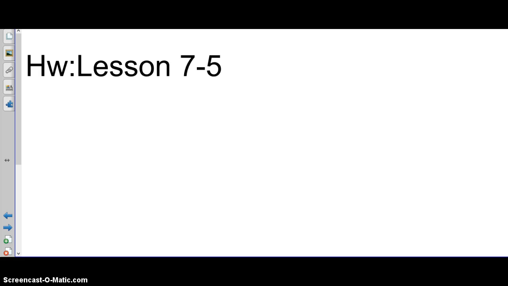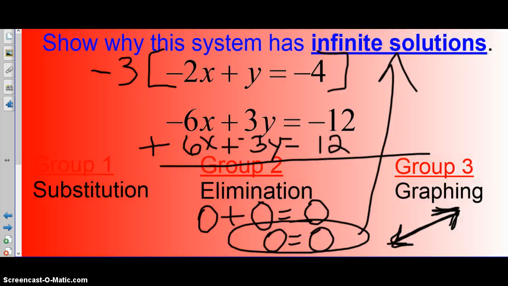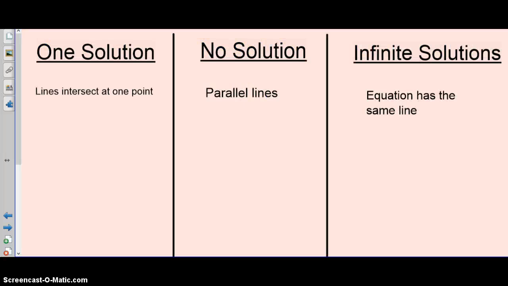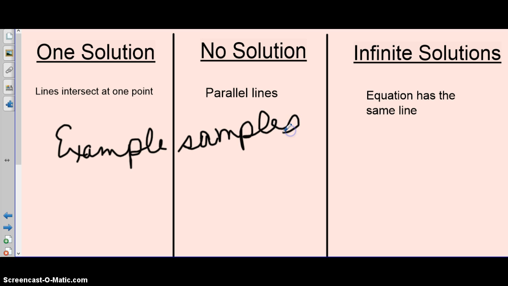Your homework is going to be lesson 7-5 when you come into class. But I would like you to see if you can come up with example problems. So if you can do some example problems, see if you can come up with some examples or samples of each of these. Or even if you write a couple of equations and say, you know what, I wrote a couple of equations, but they both ended up with one solution.